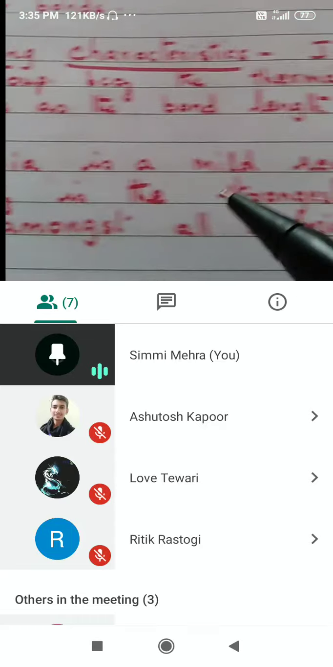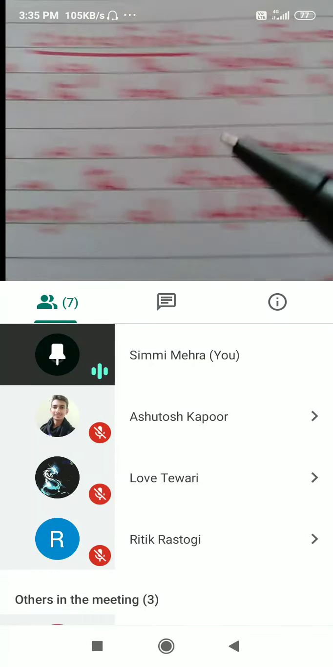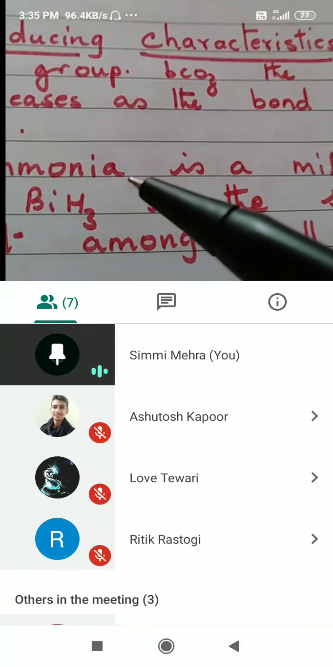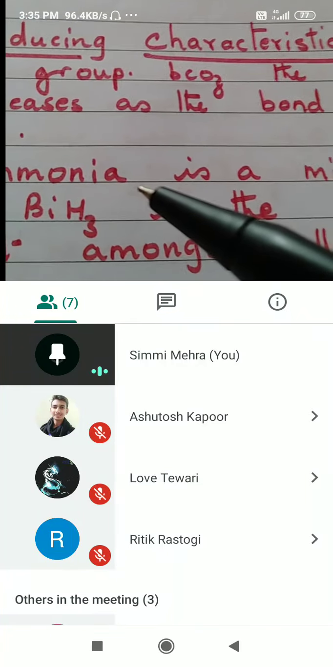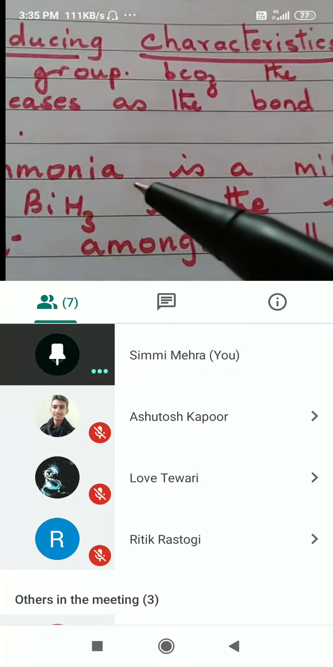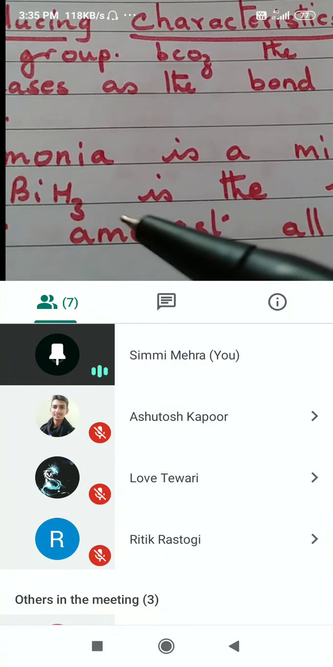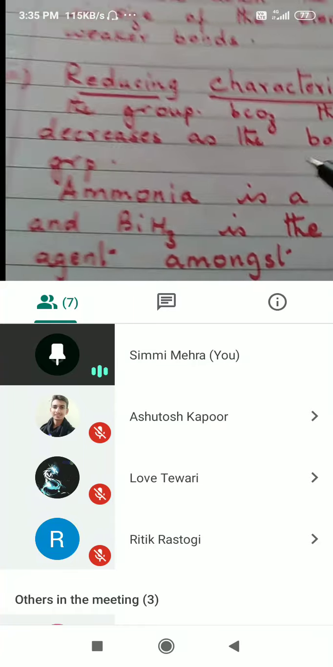Now, ammonia is a mild reducing agent. Mild reducing agent, why? Because nitrogen is also small, hydrogen is also small, so the extent of overlap will be more. It will not give hydrogen easily. Bond length is going to be less, strength of bond will be more.